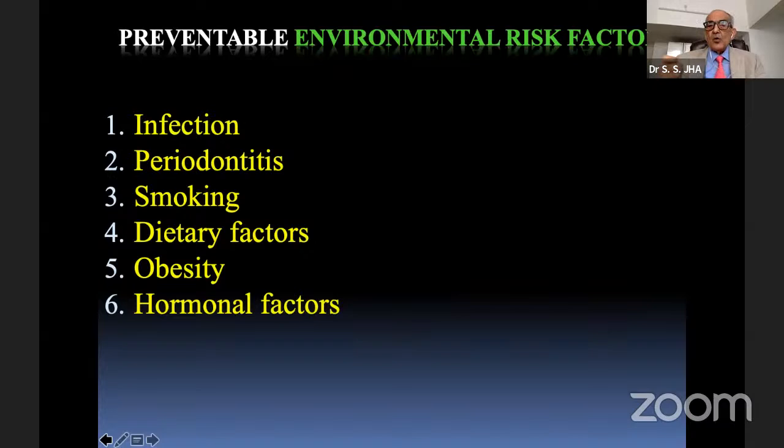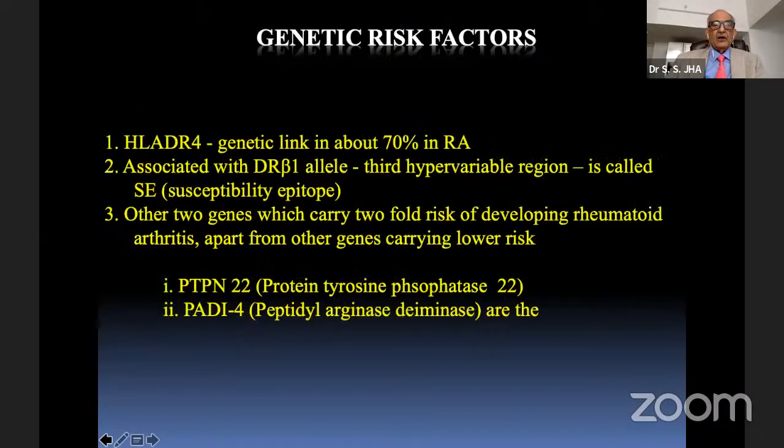Friends, the moot question is, why are we discussing it? One is the goal to treat it at the earliest. The other is that you can prevent the environmental risk factors. The preventable environmental risk factors include infection, periodontitis, smoking, as you have already said, dietary factors, obesity, and hormonal factors. And the genetic risk factors we must be conversant with, all of us are aware. HLA-DR4 is the genetic link in about 70% of rheumatoid patients, associated with the DR beta 1 allele, third hypervariable region, and this is known as the susceptibility epitope.